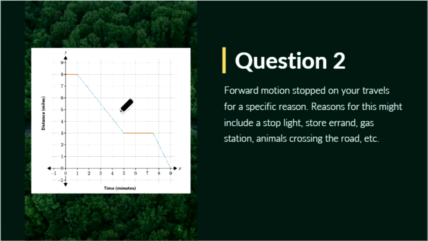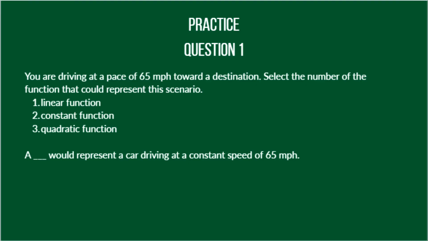Forward motion stopped on your travels. They're using travels for a specific reason, because this is time, okay? Reasons for this might include a stoplight, store errand, gas station, animals crossing the road, etc. I say that you threw a ball, but you're Harry Potter, and so you made it stay in the air, and then it fell, and then you made it stay in the air, and then it fell. Yeah. Okay, practice question number 1.